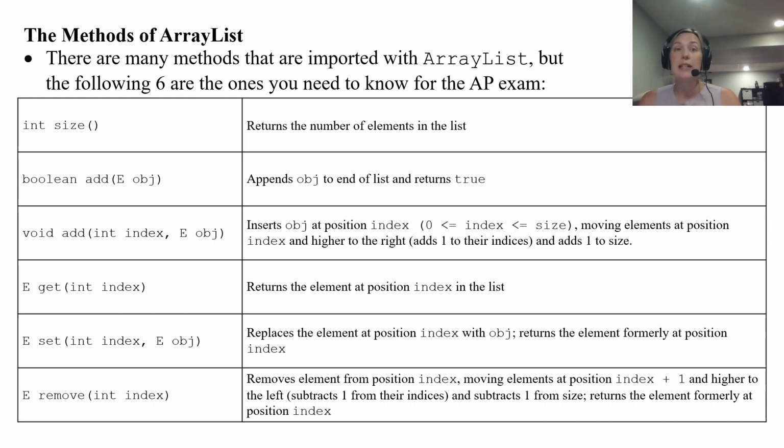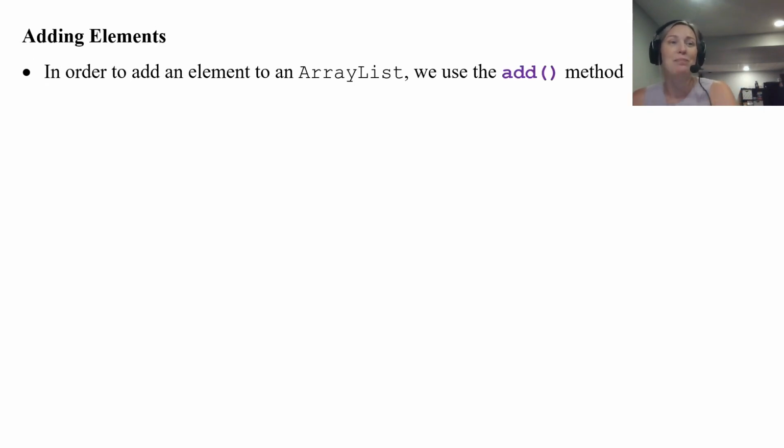So these are the 6 that you have to know for the AP exam, and this is the exact syntax and wording that's on your formula sheet for the AP exam. But I want to talk a little bit more about each of these methods and then give you some simple examples of how we use them.